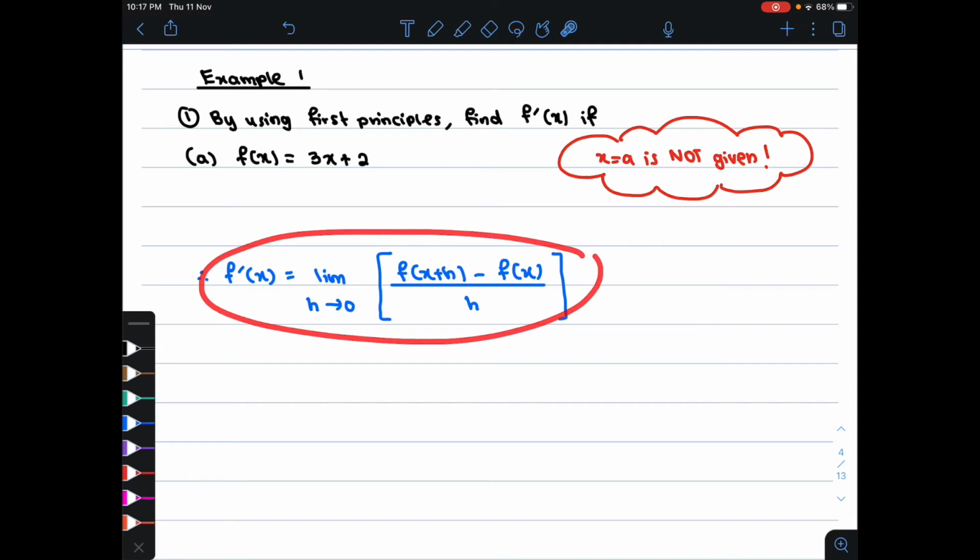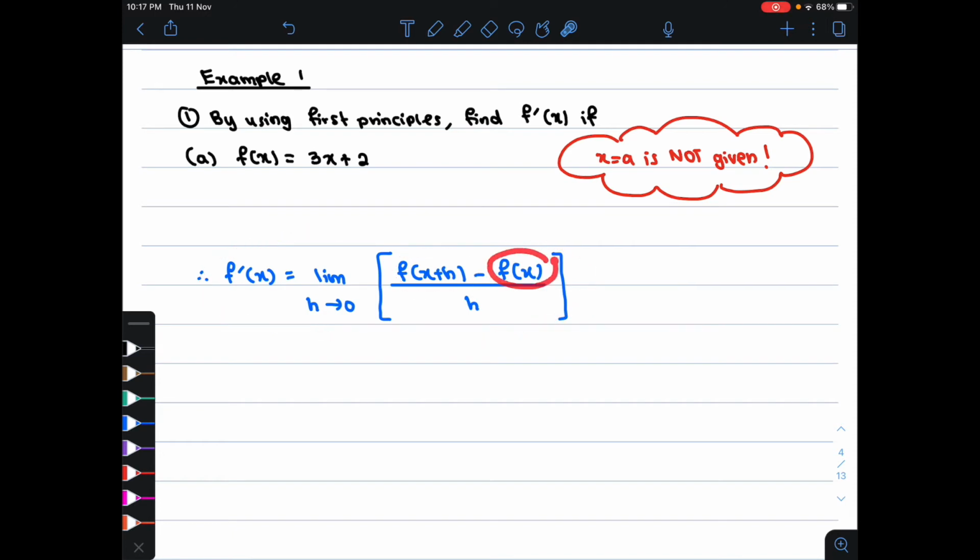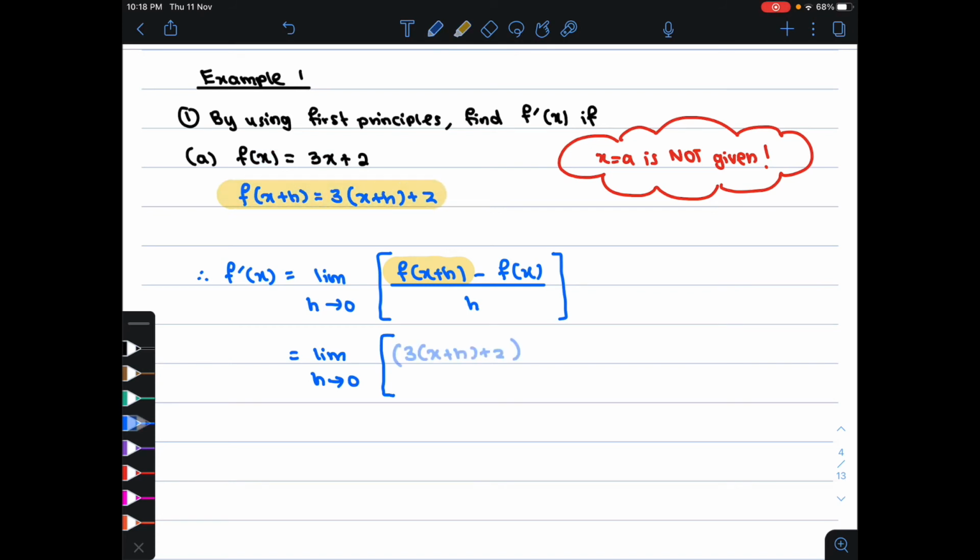And for this formula, you need f(x plus h) and f(x). The limit stays the same. So we need f(x plus h). If this is x, this is also x. Therefore, f(x plus h) is 3 times (x plus h) plus 2. And hence, f(x plus h) is 3(x plus h) plus 2. So always put everything in bracket. Next, we need f(x). And f(x) is already given, which is 3x plus 2. So don't forget to put bracket as well. And then everything is divided by h.